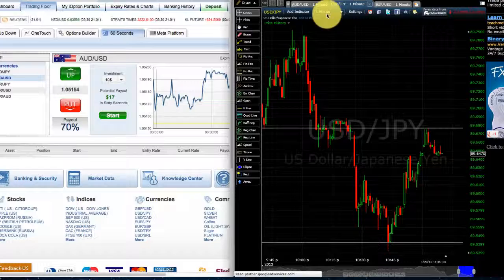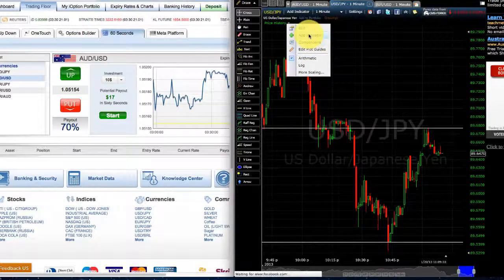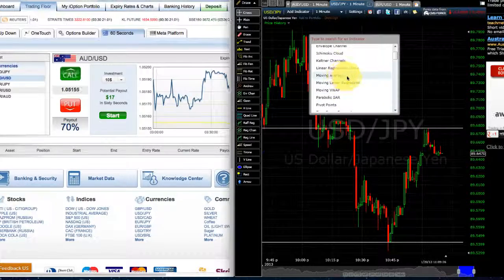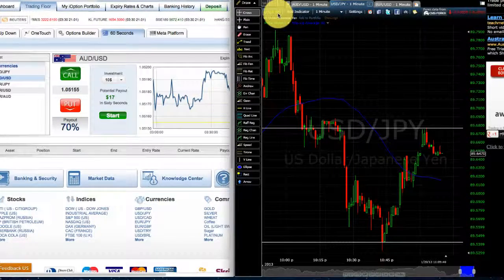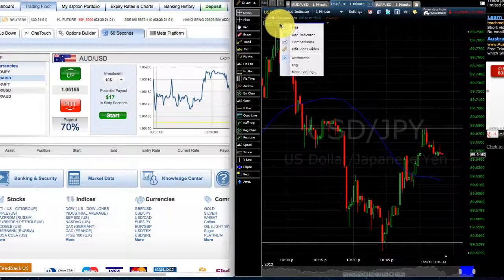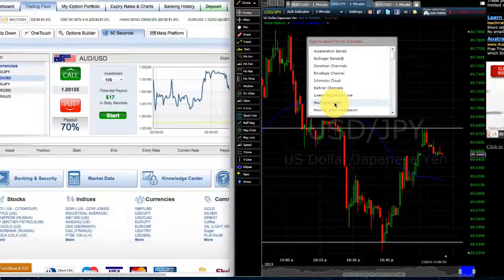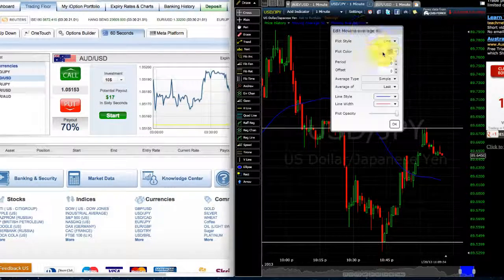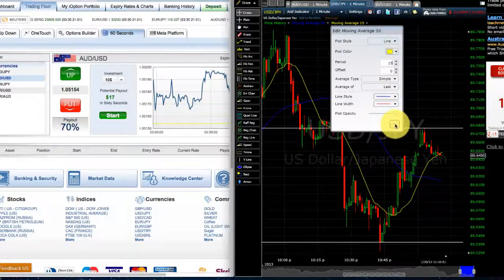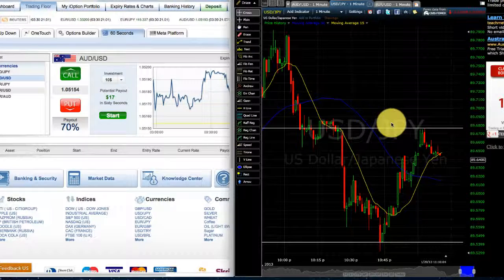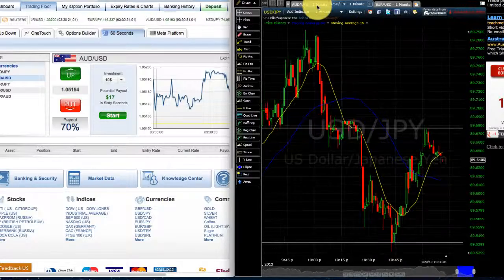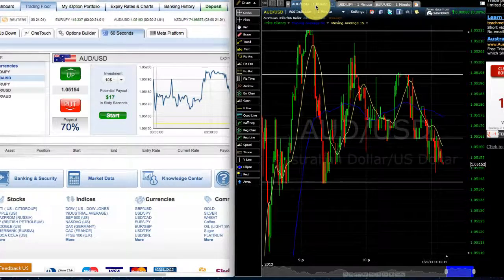Okay, let's add some indicators. Moving average, and another one. Let's go 15 days, and we'll make it yellow. This looks like it might be starting to trend downwards.